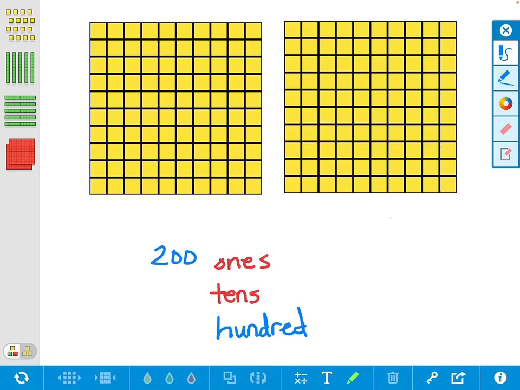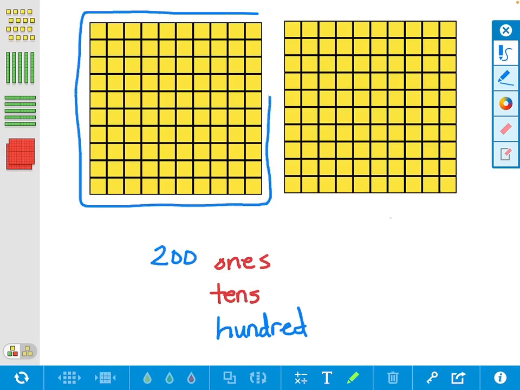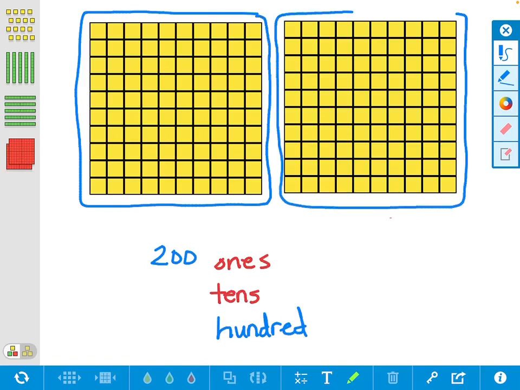Remember, before we said that we had 10 tens. When we were only looking at one of them, there were 10 tens. But now I have doubled that amount. So instead of 10 tens, I have 10 over here. I have another 10 here. How many tens does that make? You're right, that's 20 tens.